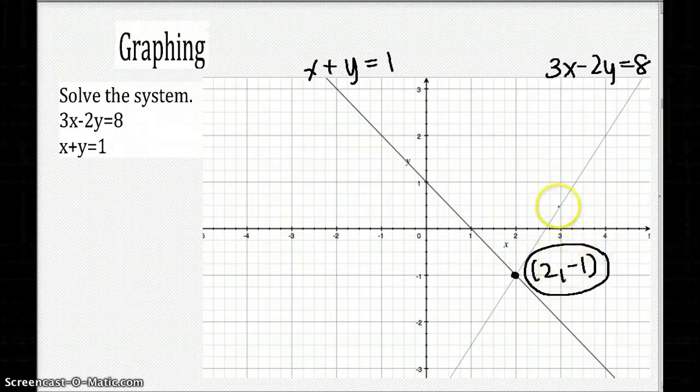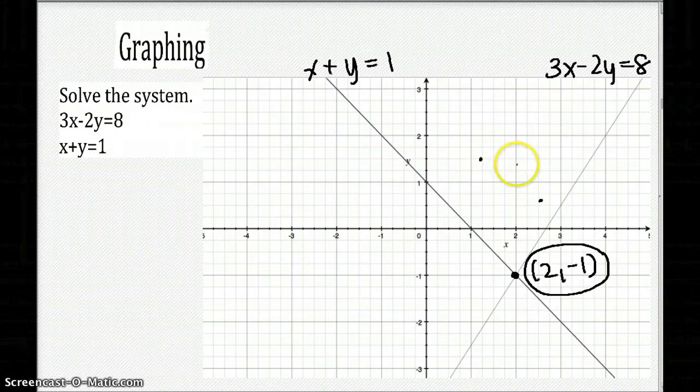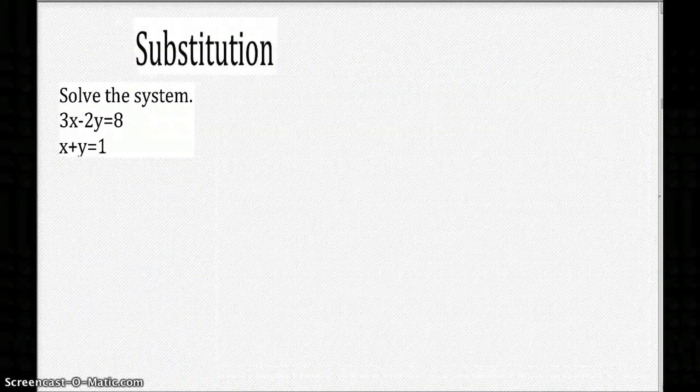The graphing method is good. It's pretty easy, but the only problem with it would be if the intersection point is not easy to see. For example, what if it was here or what if it was here? It'd be kind of hard to find the point without a calculator. So then we can use the algebraic methods, which are either substitution or elimination, to solve the problem. We're going to move on to substitution.